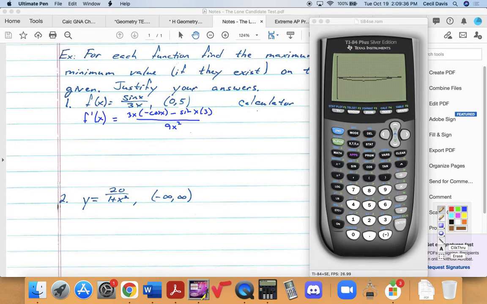9x squared. I don't know that it makes much difference on this, but just know, generally speaking, when you graph a derivative, it's kind of slow. Either way, we find that we go from a negative value of the derivative to a positive value somewhere between 4 and 5. It's like exactly 4.5.